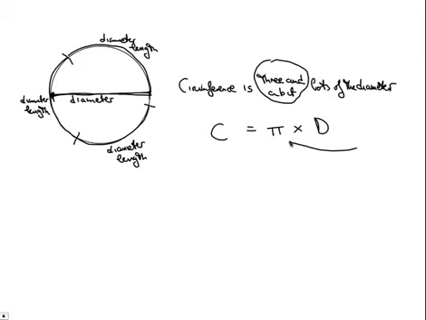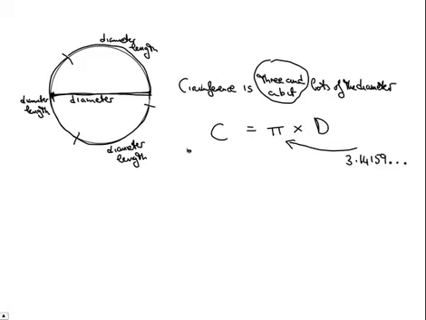Pi, very, very interesting number. 3.14159, and it goes on and on and on. It never finishes. There's no repetition. There's no pattern in the digits. It doesn't stop. It's what's called an irrational number. That's a different story. So C equals pi times d. 3 and a bit lots of the diameter fit around the circumference.